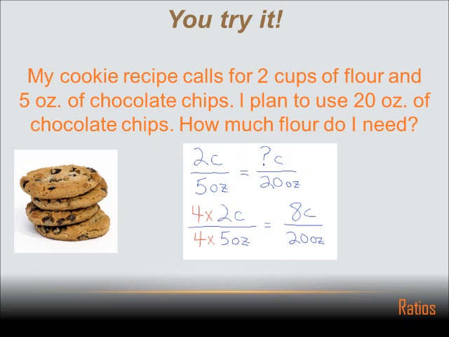So if I'm going to use 20 ounces of chocolate chips, how many cups of flour do I need? Well, let's see. If I got a 5 over here and I need to make it a 20, what do I have to do? I've got to multiply that side of the equation by 4. 4 times 5 ounces equals 20 ounces. But if I'm going to multiply the denominator by 4, I got to multiply the numerator by 4. So 4 times 2 equals 8. And the answer is you'd need 8 cups of flour if you're going to use 20 ounces of chocolate chips.